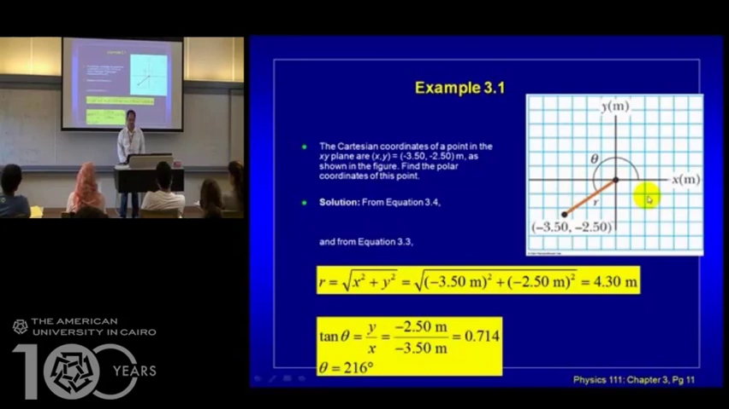Okay? Now we need to find the polar coordinates for that point. The polar coordinates for that point.